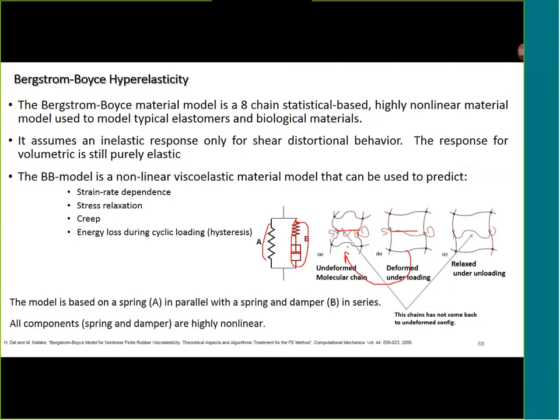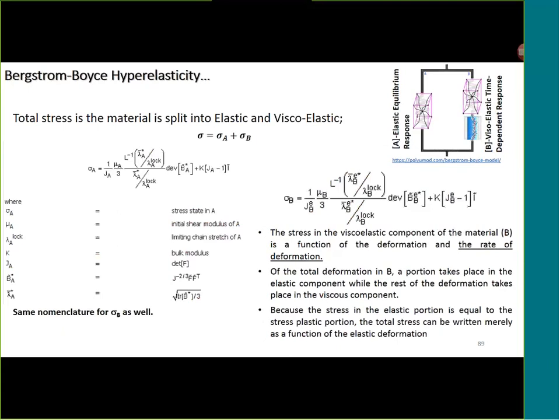But this Bergström-Boyce material model will assume that it is not coming back to the original state, but it is attaining a new relaxed position. Okay, it is somewhere in between this shape and this shape. That is due to the viscous component. So using this material model, we can capture the strain rate dependencies, relaxation, creep, energy loss, permanent set, and so on. Here, both the spring and damper are highly nonlinear, which are formulated using a relatively complex equation like this.